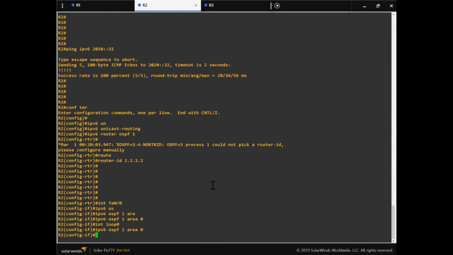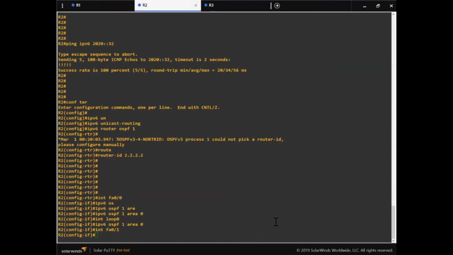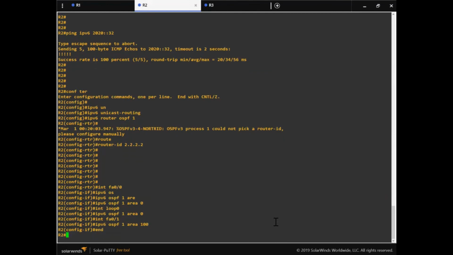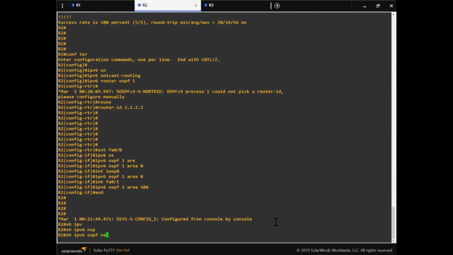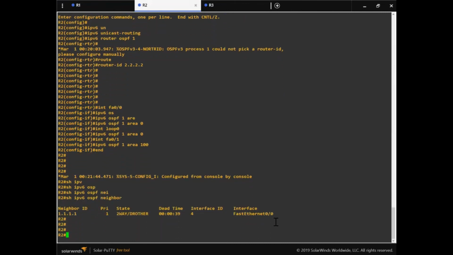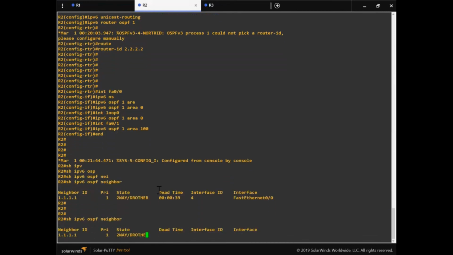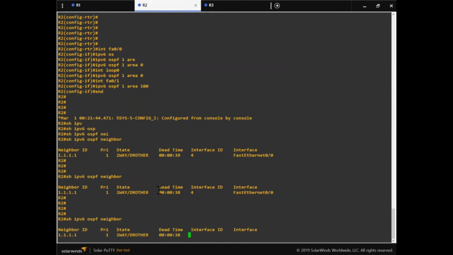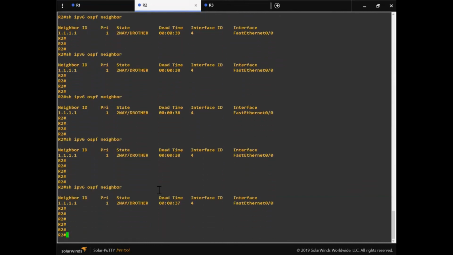Again the same command on interface FA0/1. And if I look at FA0/1, it is part of area 100. I just need to say you are part of area 100. And see, show IPv6 OSPF neighborship. You can see it is going into two-way, DR there, so let it take some time.